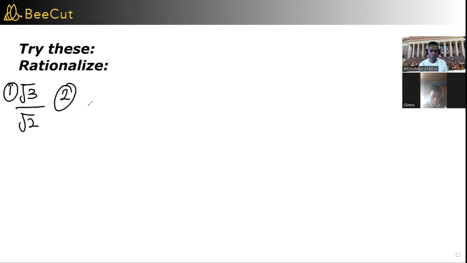And the second one is 6 over root 3. While the third one is cube root 5 over cube root 3. Cube root of 5 over cube root of 3.